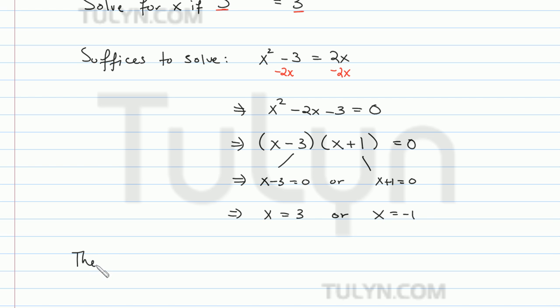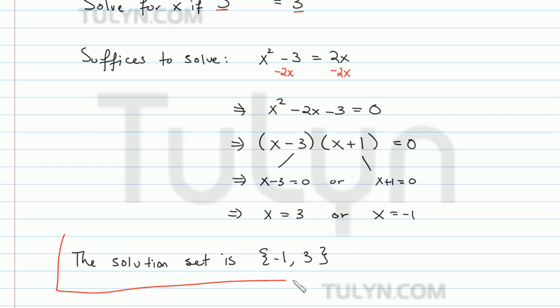So the solution set for this equation involving exponential expressions is negative 1, comma 3. And we use the curly braces because we're talking about only one variable. If we were talking about two variables, x and y, we would use parentheses. But since we're only talking about x, then we use these curly braces.